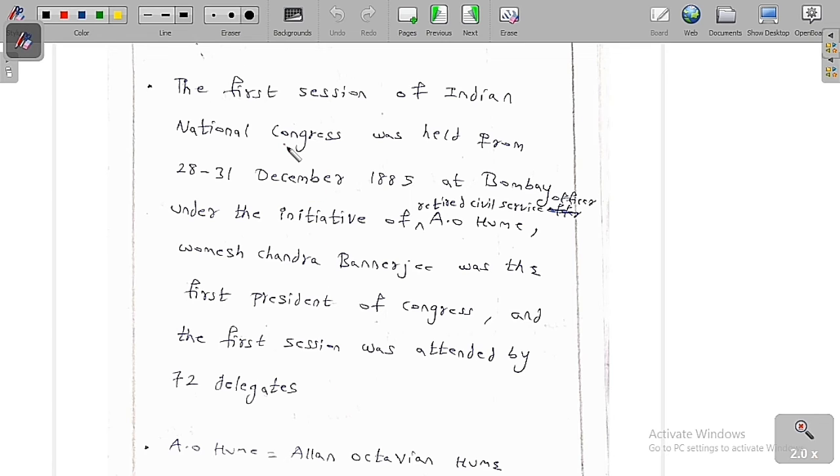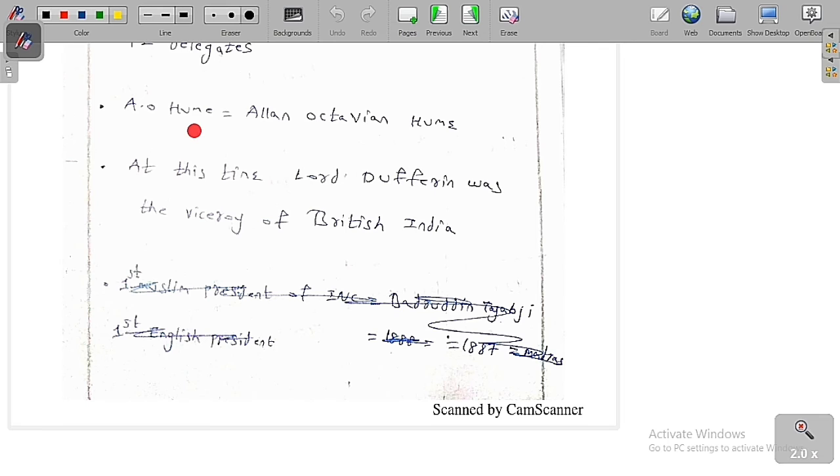So we can say that the first session of the Indian National Congress was held from the 28th to 31st December 1885 at Bombay under the initiative of the retired civil service officer Alan Octavian Hume. Umesh Chandra Banerjee was the first president of the Congress, and the first session was attended by 72 delegates. The full name of AO Hume is Alan Octavian Hume. He was the initiator, the founder of the INC.